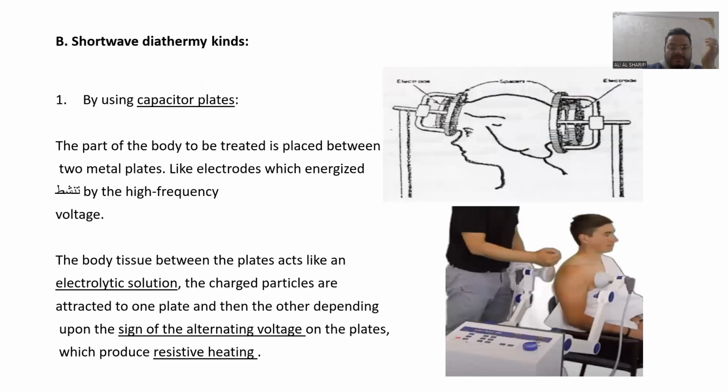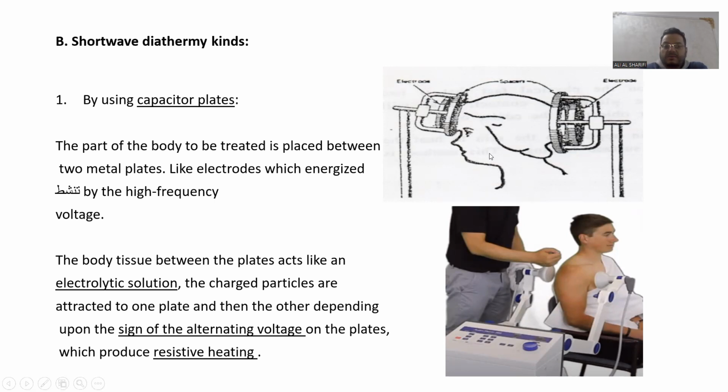The first one is the capacitor method. Let's start with the capacitor and explain the second kind in the next slide. The part of the body to be treated is placed between two metal plates, as these two pictures illustrate. The body part you want to treat is placed between these two plates. They act like two terminals, like two electrodes.